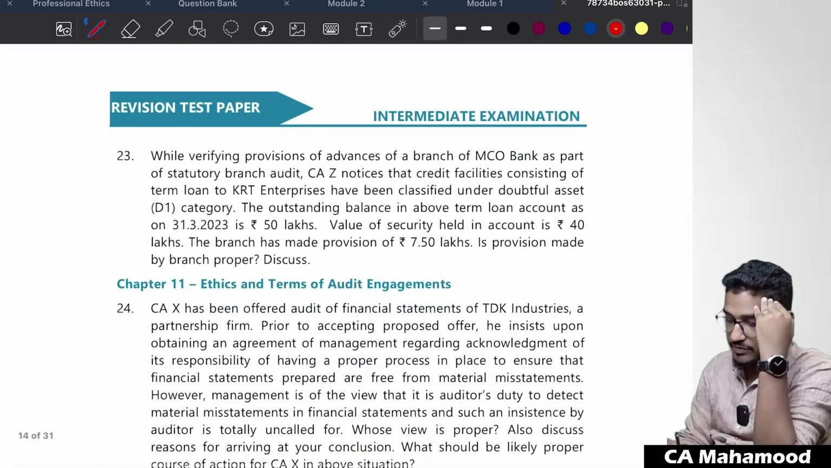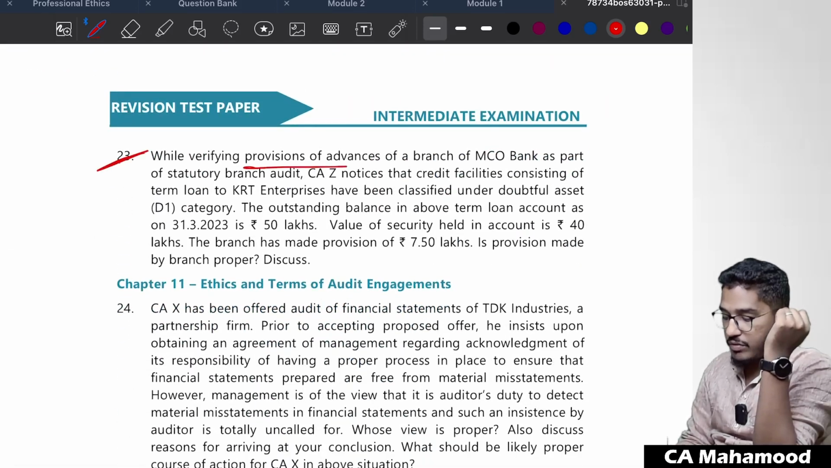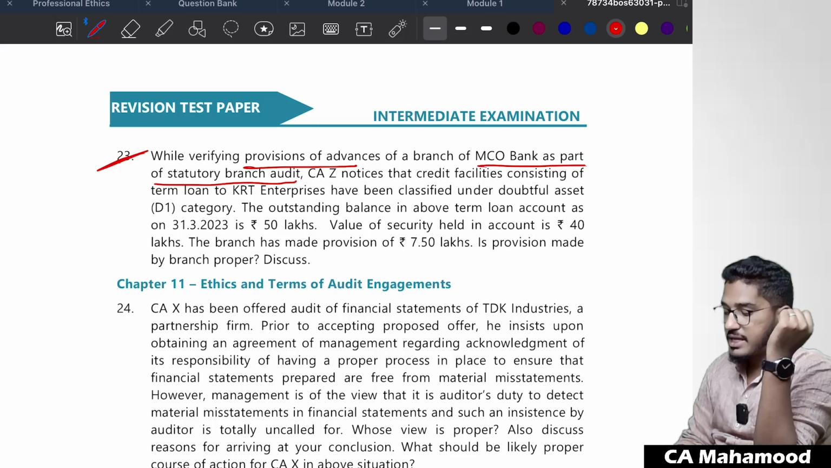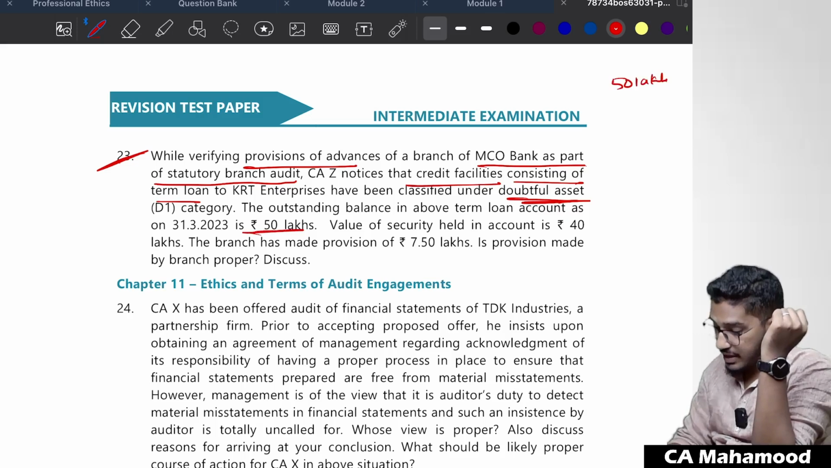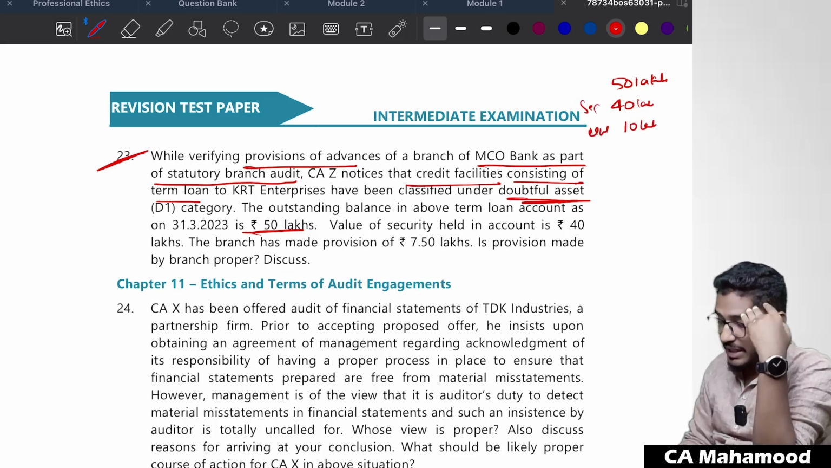Next question. Question number 23. While verifying provision of advances of a branch of MCO bank as a part of the statutory branch audit, CAZ notices that credit facilities consisting of term loan to KRT enterprises have been classified under doubtful category. The outstanding balance in the above term loan as on 31st of March is 50 lakh rupees. So total 50 lakhs has been classified as doubtful. In that, the value of the security is 40 lakhs is secured and balance 10 lakhs is unsecured. The branch has made a provision of 7.5 lakhs, the provision made by branch proper.